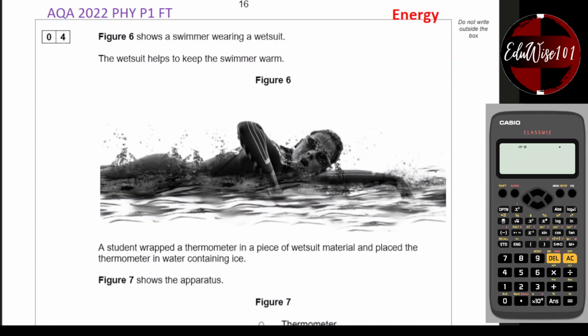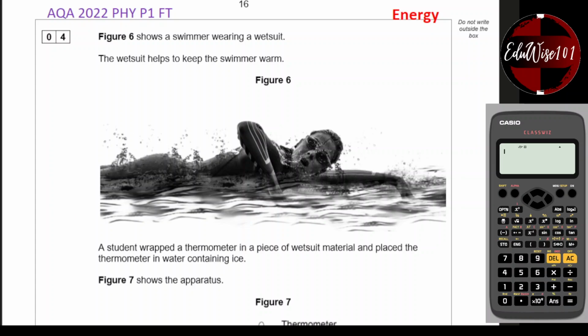In this video, I'm going to go through question number 4 from the AQA 2022 Physics Paper 1 Foundation tier. This question is on the topic of energy. Figure 6 shows a swimmer wearing a wetsuit. The wetsuit helps to keep the swimmer warm.